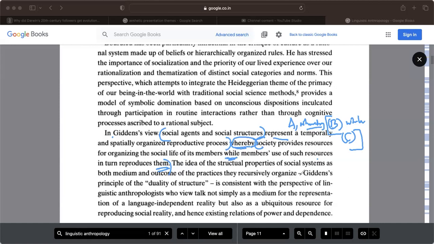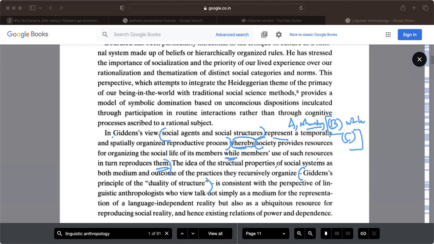Let's start with the double dash. The double dash, earlier I told you about double comma, right? The double dash works exactly like the double comma. So you can put brackets around this. Giddens' principle of the duality of structure should not really disturb you from the actual sentence that you're reading, okay? Because it's in double dash, it's just repetition, okay? The idea of the structural properties of social systems, we already read about it here, right? So the social structures representing temporally and spatially organized process. Same structural properties we are talking about here again.